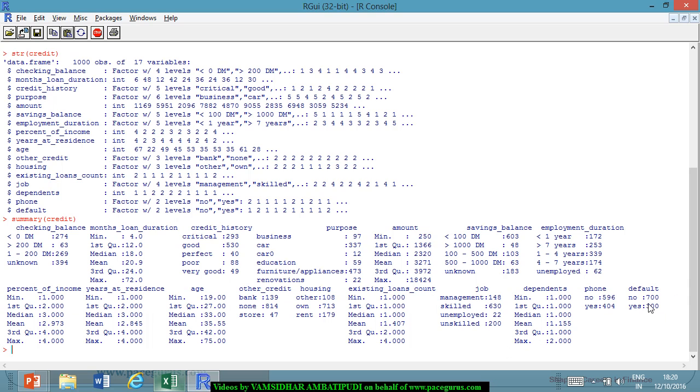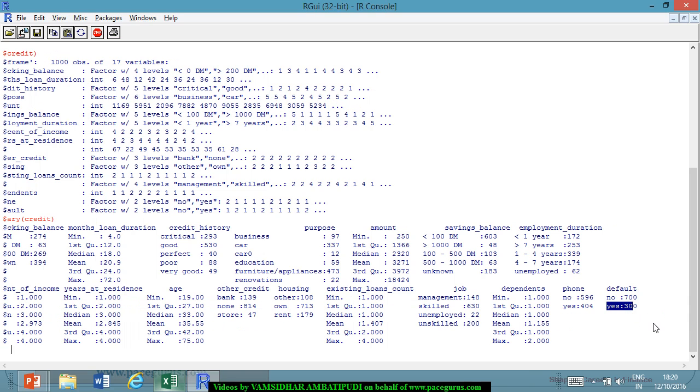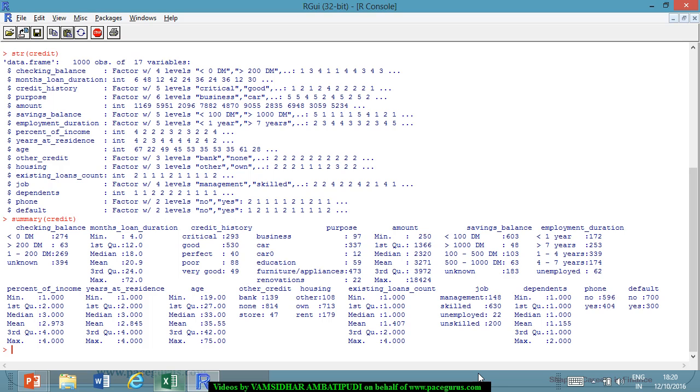Now look at the default. There are 700 of them who have not defaulted. 300 of them have defaulted. So probably 30% of the total set of customers have defaulted. So it's a very big default. So I really need some kind of a mechanism which can identify what kind of people are going to default, so that I can try to reduce this percentage by filtering out those kind of people who may default in the future, and reduce this percentage of default altogether.